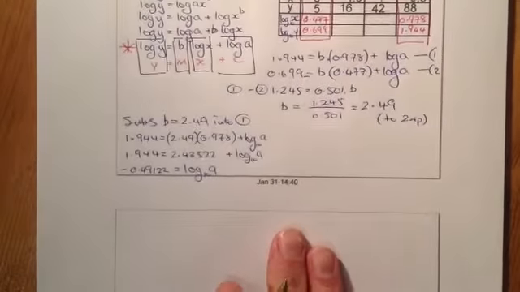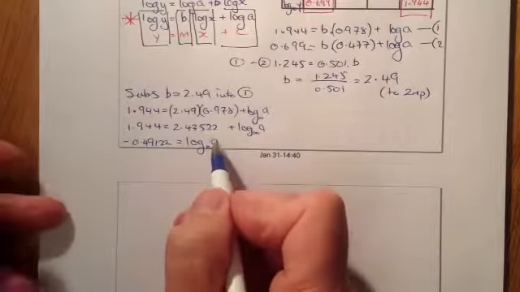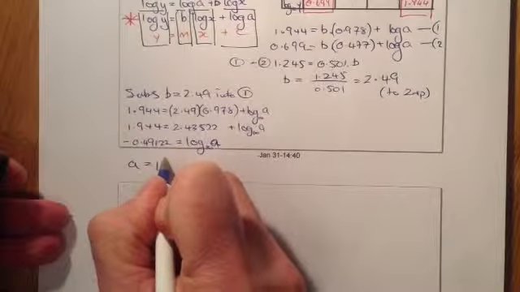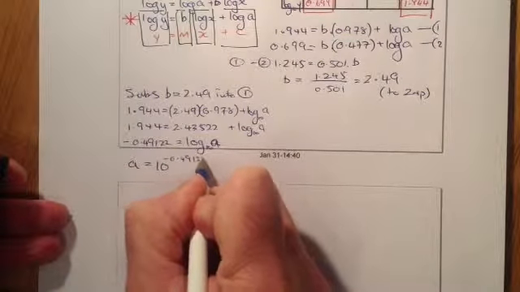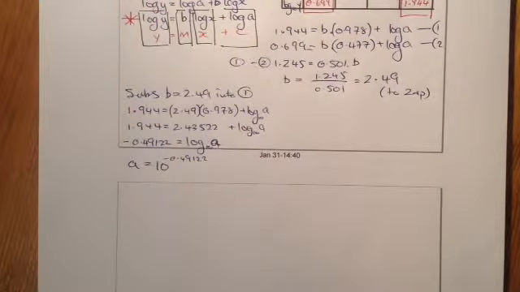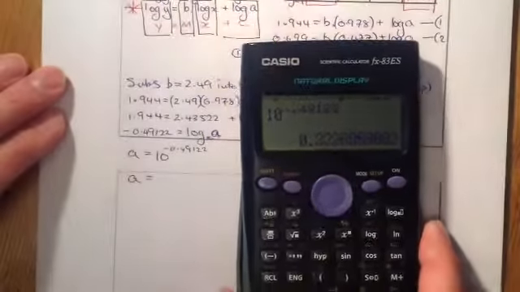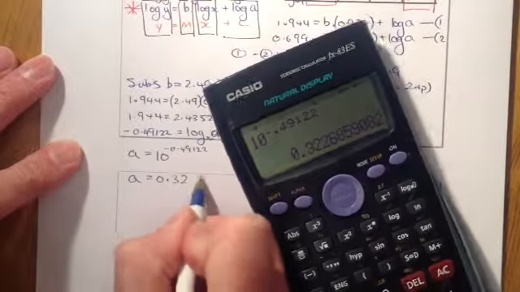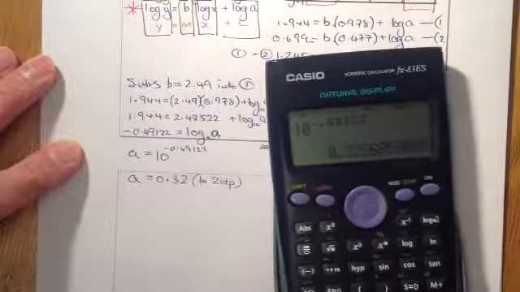Now all I'm going to do is change that into exponential form. So exponential form, I'm going to say that a is going to be equal to the base, which is 10 to the power of this guy here. So it's a negative number, so put that in there. From there I can see that a is going to be equal to 10 to the power of negative 0.49122. That should give me an answer of 0.32, to 2 decimal places. Okay.